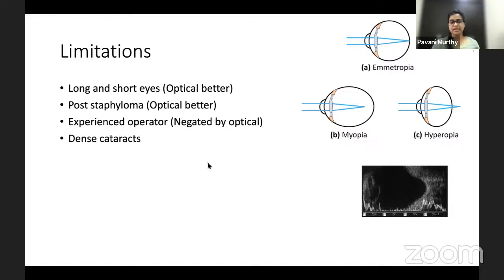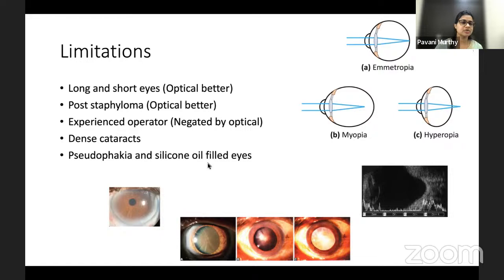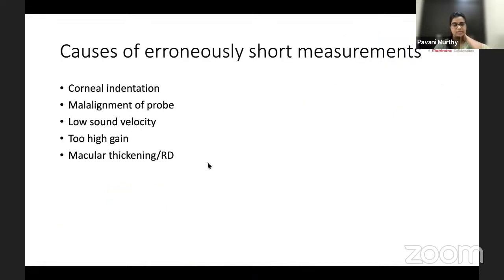In denser cataract, actually, ultrasound biometry is much better compared to the optical biometers. But yes, because we have to use high gain and the dense cataract absorbs the sound, we might not get as good results. Pseudophakia and silicone oil-filled eyes, because correction factors and everything are needed, are limiting factors for this kind of biometry.